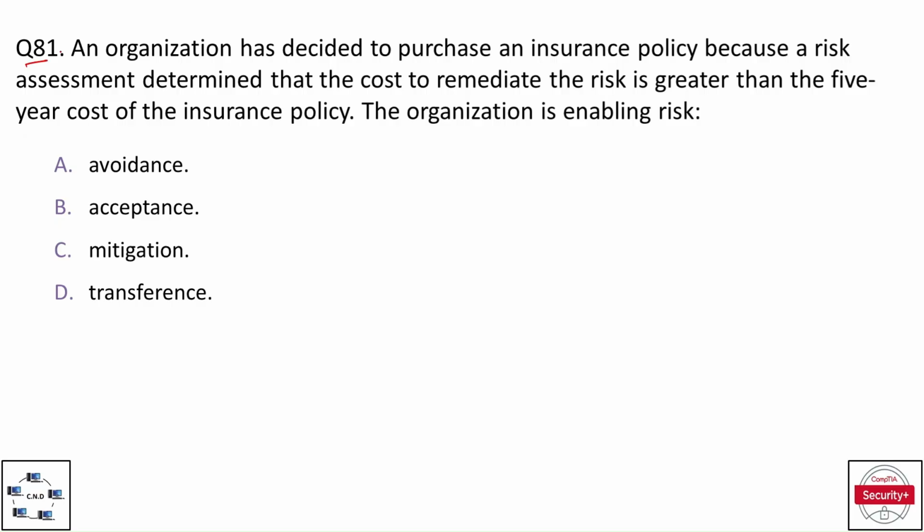Question number 81. An organization has decided to purchase an insurance policy because a risk assessment determined that the cost to remediate the risk is greater than the 5-year cost of the insurance policy. The organization is enabling risk. Option A, avoidance. Option B, acceptance. Option C, mitigation. And option D, transference. And the correct option is option D, risk transference.